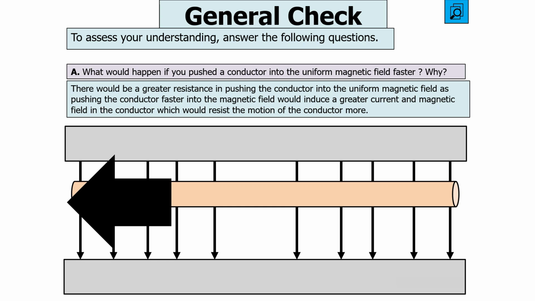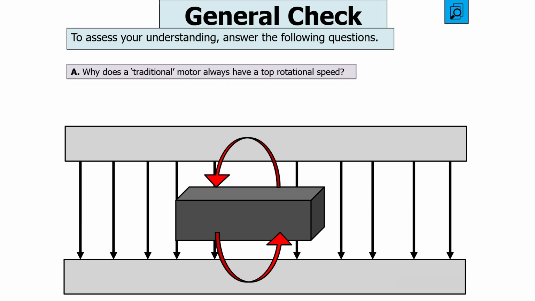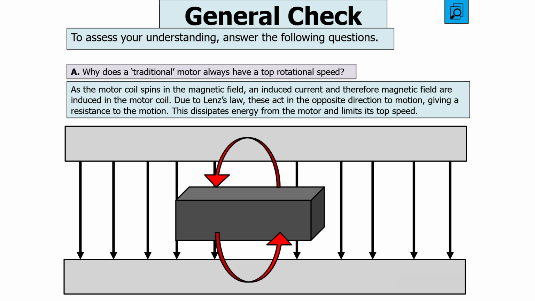So why does a traditional motor always have a top rotational speed? As the motor coil spins in the magnetic field, a current and therefore a magnetic field are induced in the motor coil. Due to Lenz's law, these act in the opposite direction to motion, giving a resistance to motion. This dissipates energy from the motor and limits its top speed.